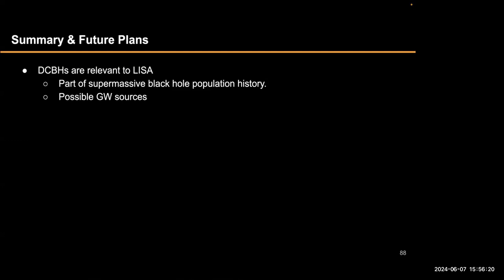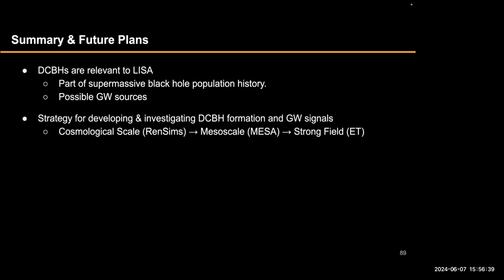Direct collapse black holes are relevant to LISA because not only are they part of the supermassive black hole population history, they are possible gravitational wave sources. So not only the merger of supermassive black holes, but also their formation could be potentially important sources for LISA. And we have a strategy for developing and investigating the formation of these direct collapse black holes and to extract their gravitational wave signals.